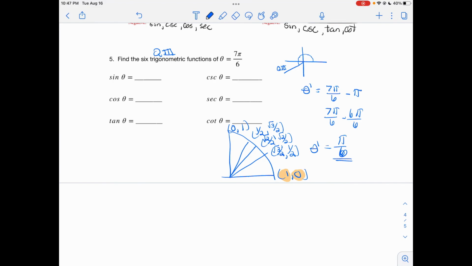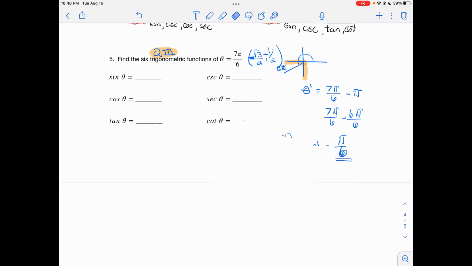Pi over 6, I know, is 30 degrees. And so that tells me I'm using this ordered pair. But because we are in quadrant 3, I know my x value is negative and my y value is negative. So this is going to be negative the square root of 3 over 2 and negative 1/2. So now I've got the corresponding ordered pair.